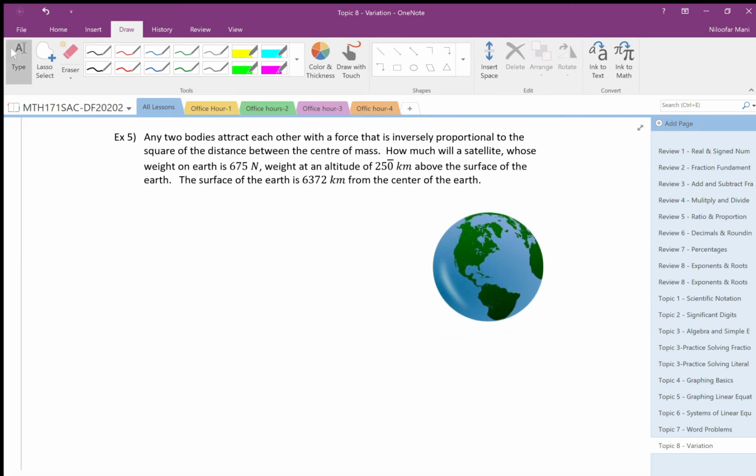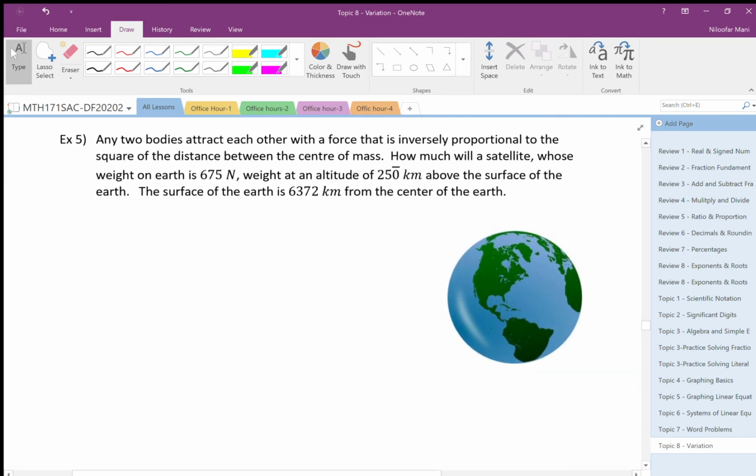How about this question? Any two bodies attract each other with a force that is, okay, so this part is extra information. Of course you need it for the question, but you don't need to use it in solving. I just highlight that force is inversely proportional to the square of the distance between the centers of the masses. So F is proportional to 1 over d squared.